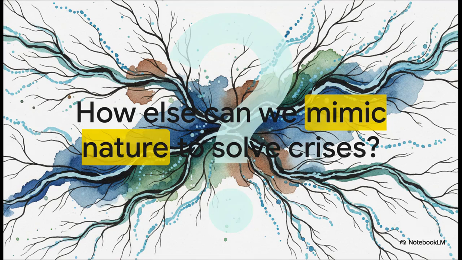I want to leave you with this final, kind of provocative thought. We just saw how an artificial intelligence designed to mimic the neural spiking of a biological brain can successfully reconstruct missing rivers of data. It forces us to ask the question, if a brain-inspired AI can do this, how else can we mimic nature to solve our most urgent environmental crises? The answers might just be waiting in the biology all around us.